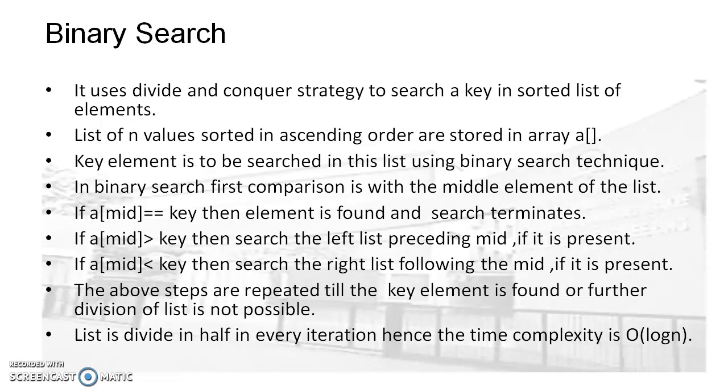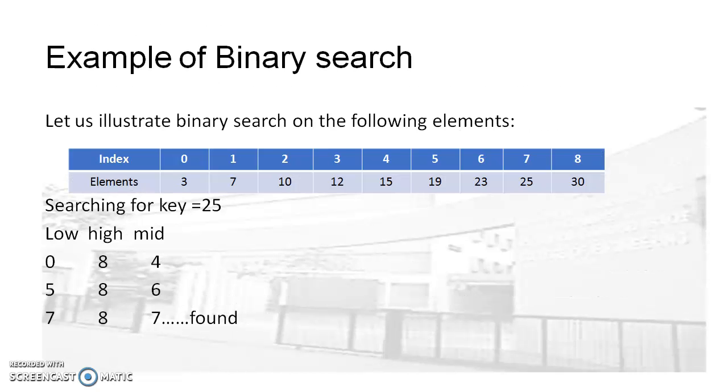These steps are repeated till the key element is found or till further division of the list is not possible. Ultimately, we can conclude that the key element is present, or if the division is not further possible and the key element is not found, we can conclude that the element is not present in the list. In each iteration, the list is divided into half. Hence, the time complexity of binary search is big O of log n. Let's have a look at an example of binary search.